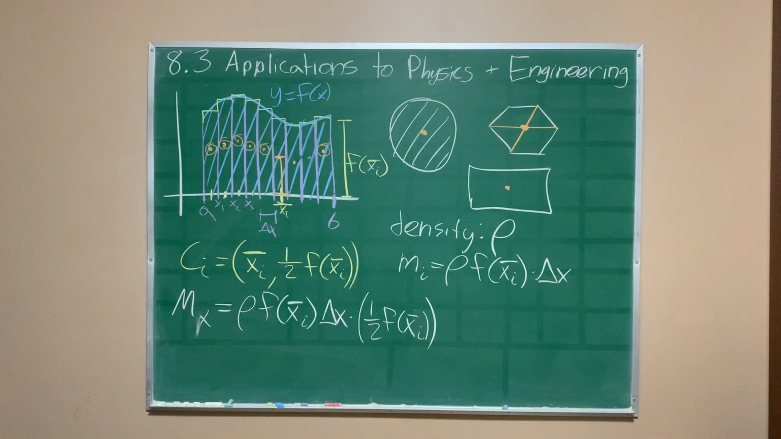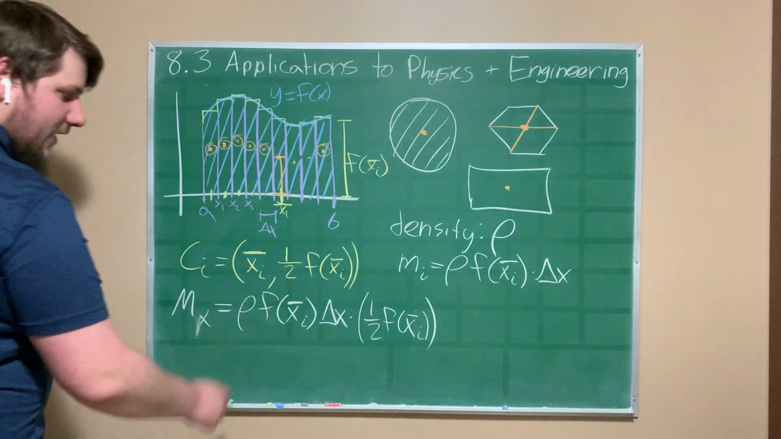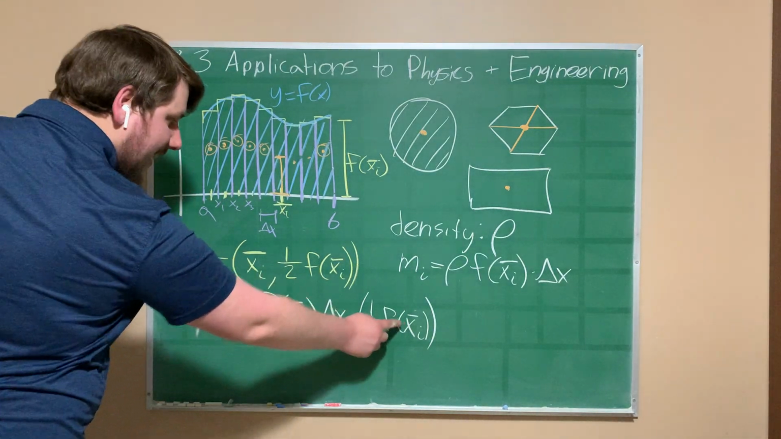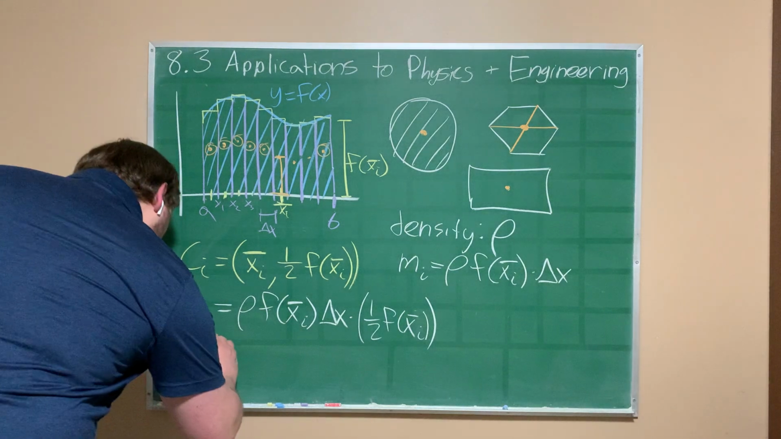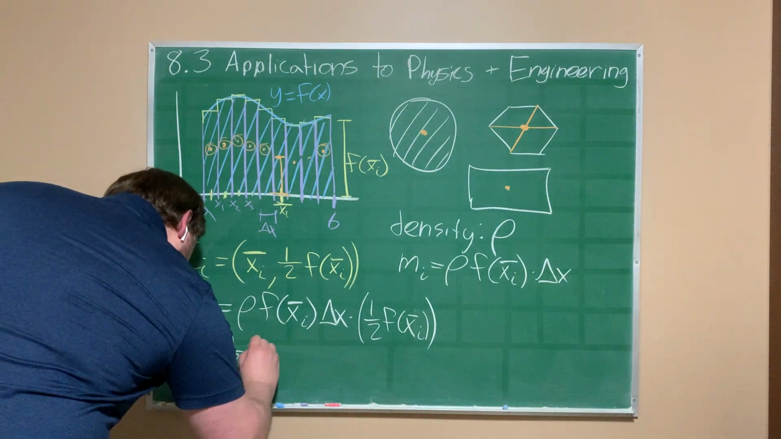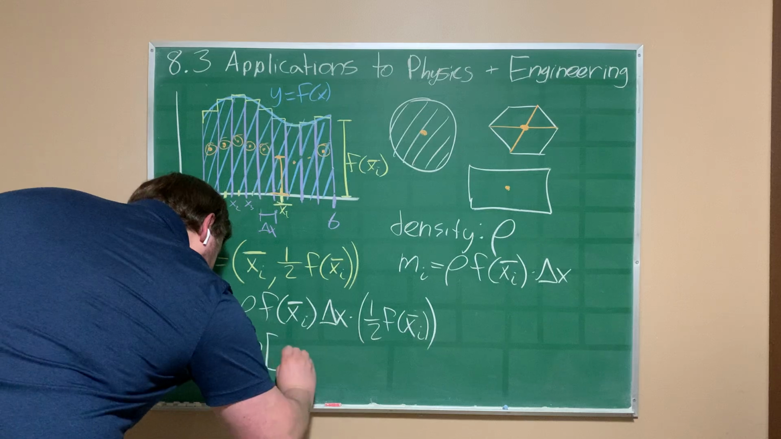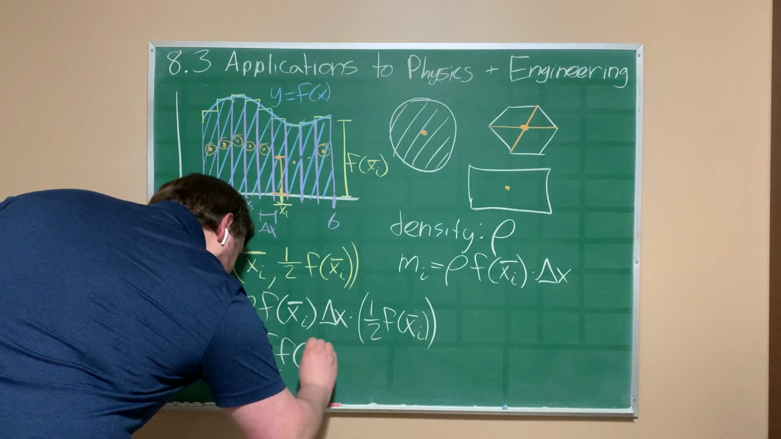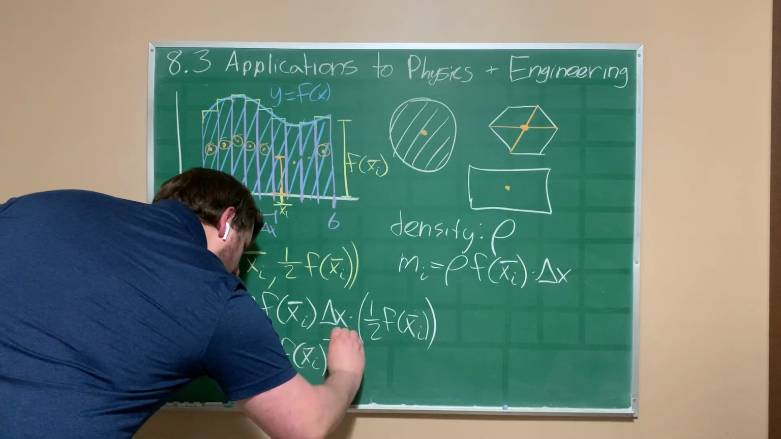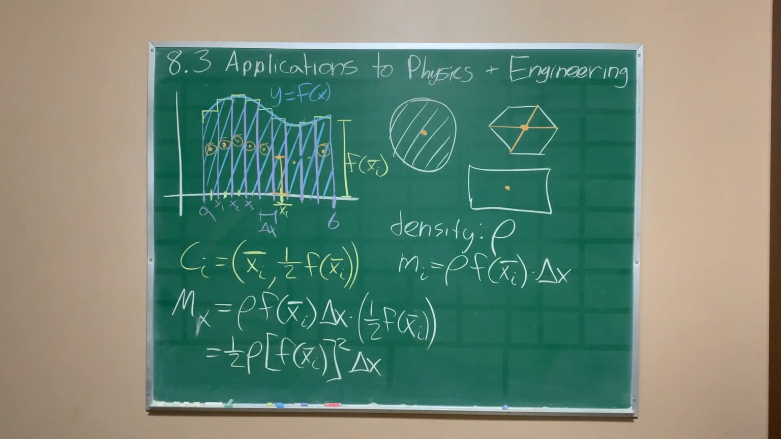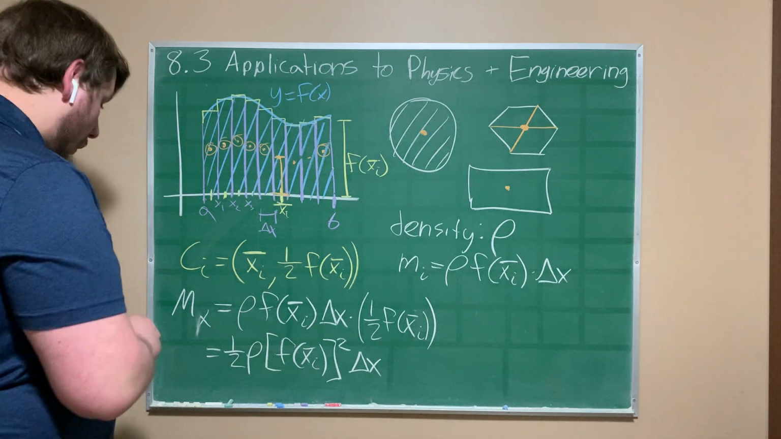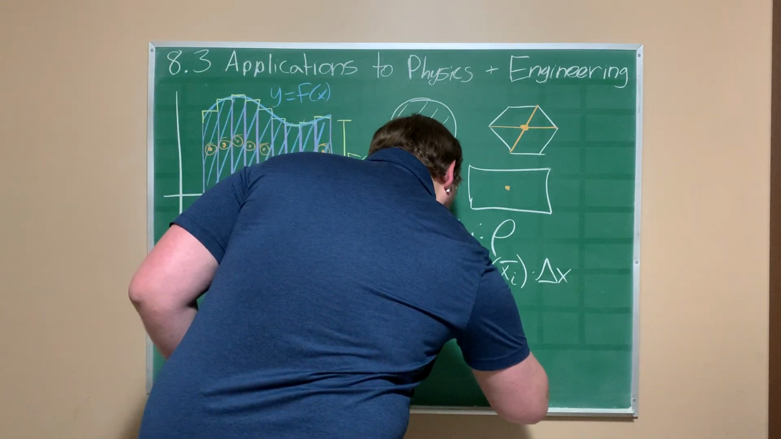And so if I reorganize this, factor the 1/2 out front, f of xi bar times f of xi bar is going to be f of xi bar squared. We are going to have 1/2 rho times f of xi bar, the quantity squared, times our delta x. Okay, there's the moment with respect to the x-axis.